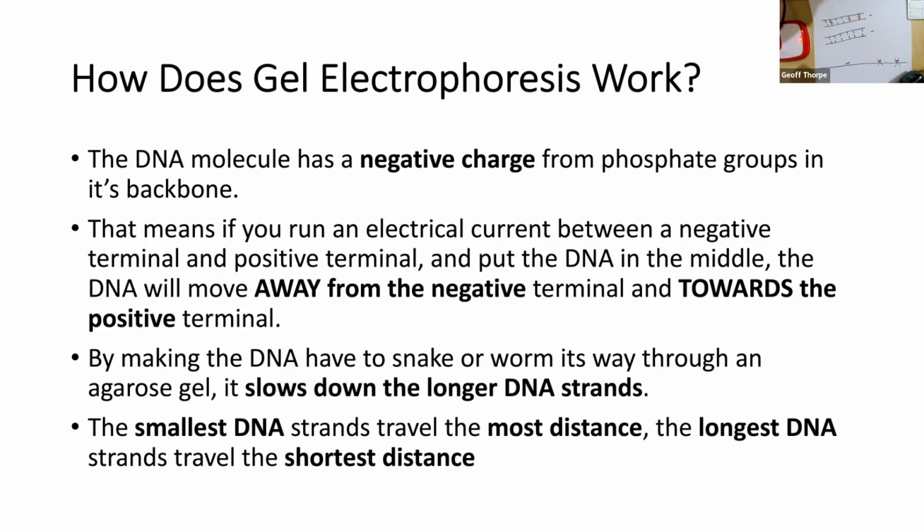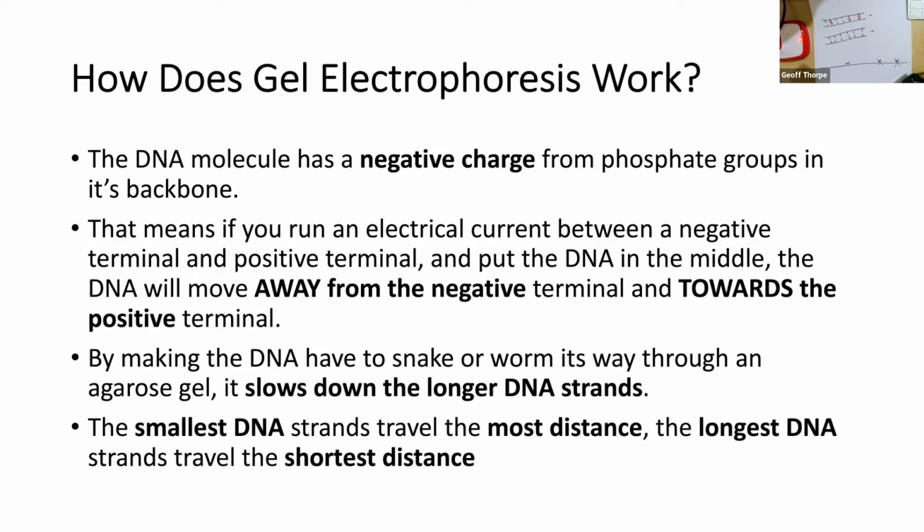So how does gel electrophoresis work? The DNA molecule has a negative charge, and that's from the phosphate groups in the backbone. So that means if you run an electrical current between negative and positive terminals, and you put the DNA in the middle, the DNA is going to move away from the negative terminal. It will move away from the like charge, and the negatively charged DNA will move towards the positive terminal. So that's how we get the DNA to move.